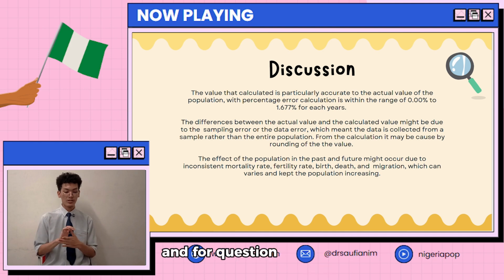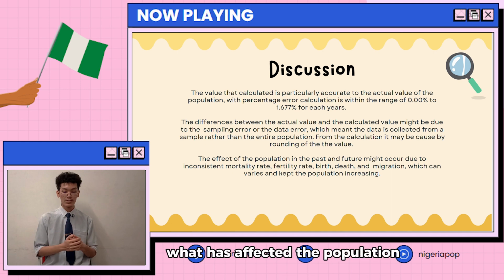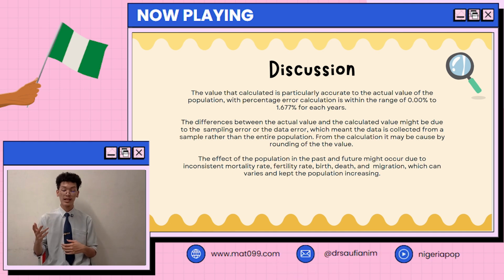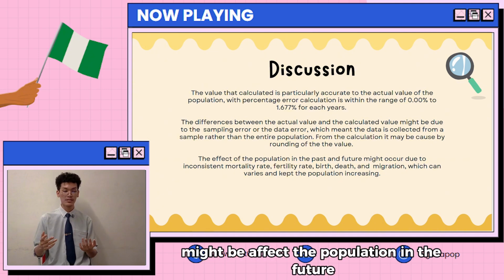And for question 4 and question number 5, what has affected the population growth in the past, and what do you think might affect the population in the future?